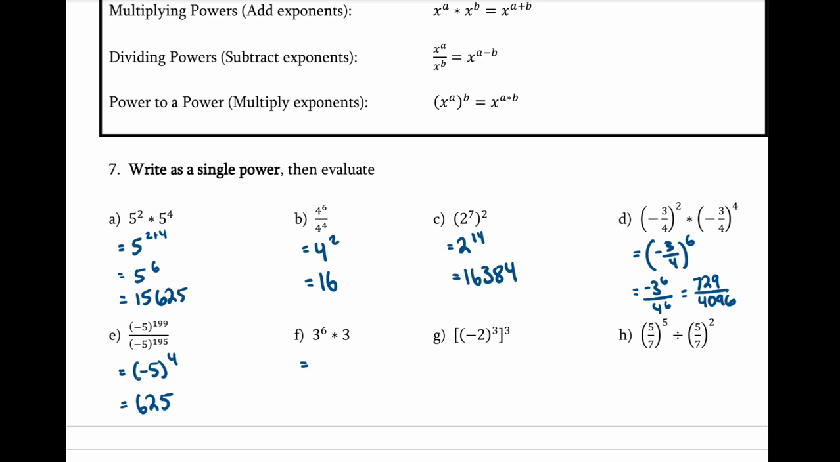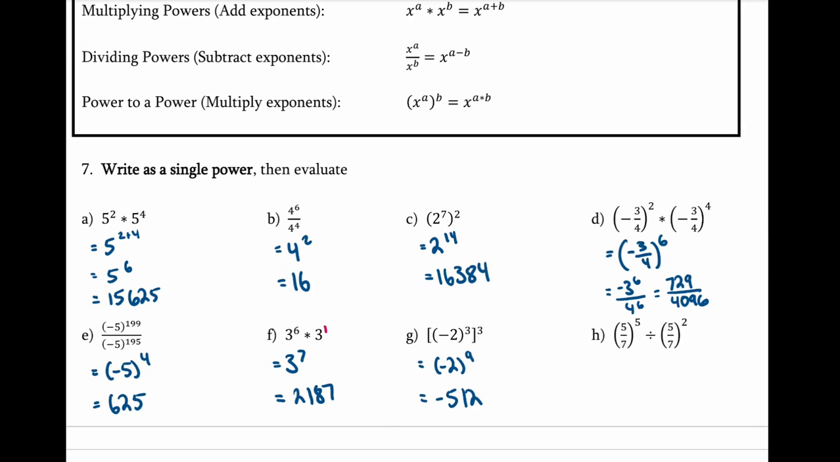F, again, multiplying powers, so we're adding exponents. If we don't see an exponent, we assume it's 1. So 3 to the power of 6 plus 1, or 7. And then evaluated, 2,187. G, power to a power again. So we multiply our exponents. Negative 2, make sure you include that bracket. 3 times 3 is 9, so that's our single power. Then to evaluate it, again, just entering it on our calculator, you should get negative 512.